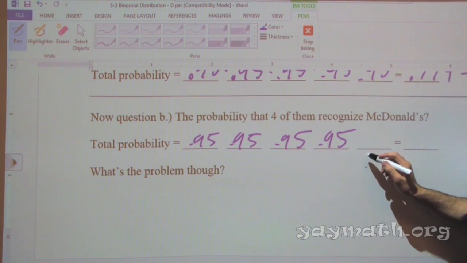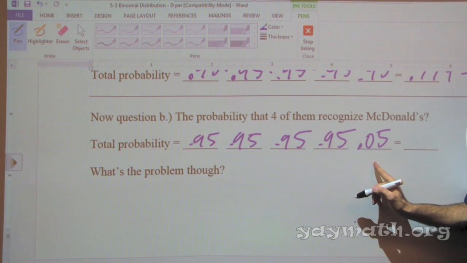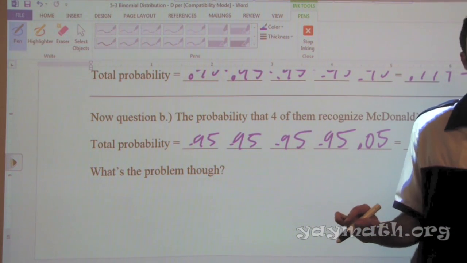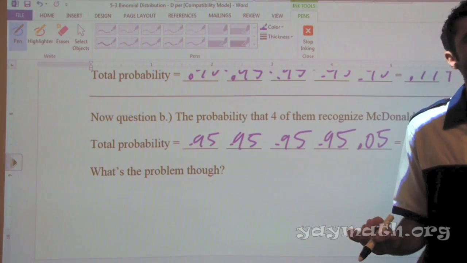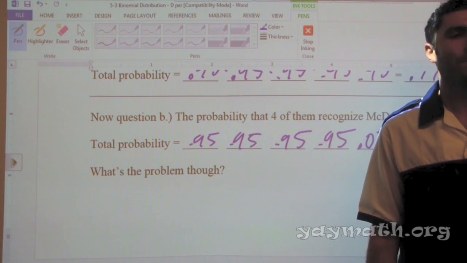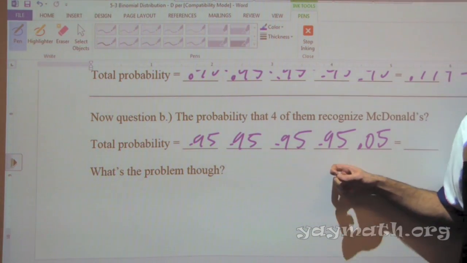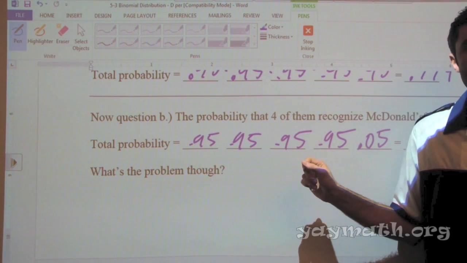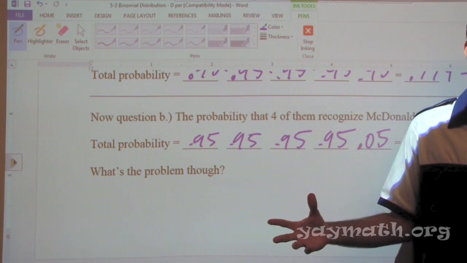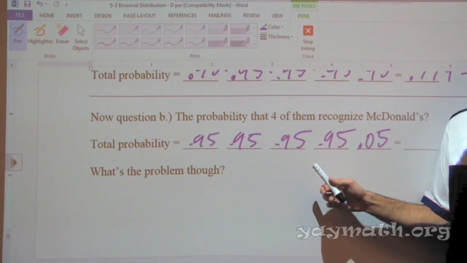0.05. Why? This is the other person, thank you for asking. This is the person who does not recognize McDonald's. Would it make sense that if there's a 95% chance of recognizing, there's a 5% chance of not? Yes, totally. What's the probability of recognizing McDonald's? 95%. What's the probability of then not recognizing it? 5%. And this is 4 out of 5 recognizing.